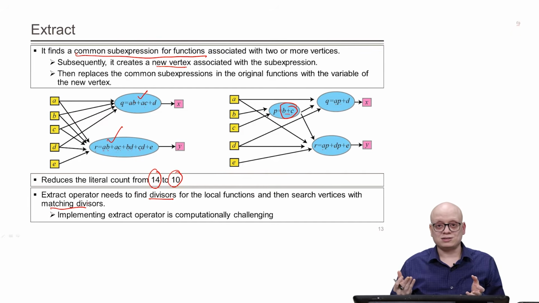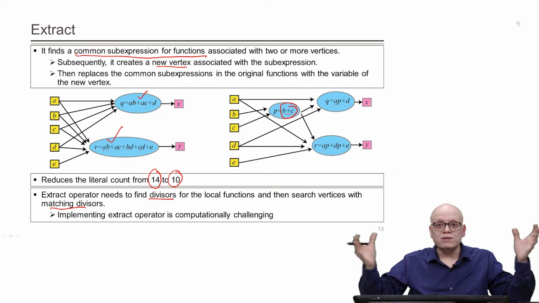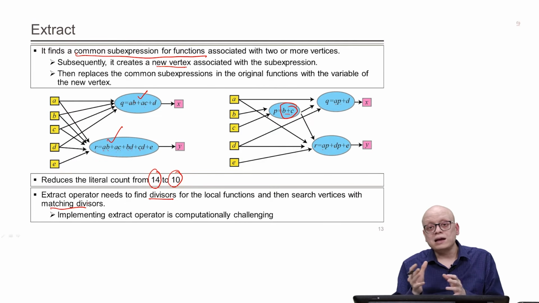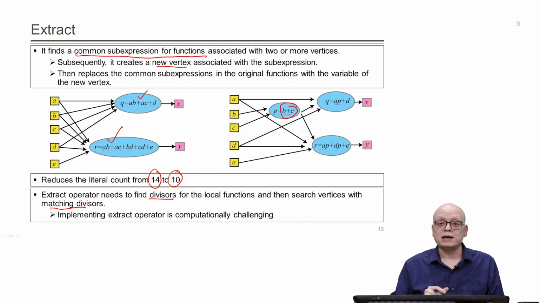This kind of task, finding divisors and then finding the occurrence of that divisor in other vertices, is a difficult task. So, when we are talking about Boolean logic network optimization, the number of vertices in the network can be in the thousands, right. So if we have a big network, how efficiently we can find divisors and match the divisors with other vertices is very critical.